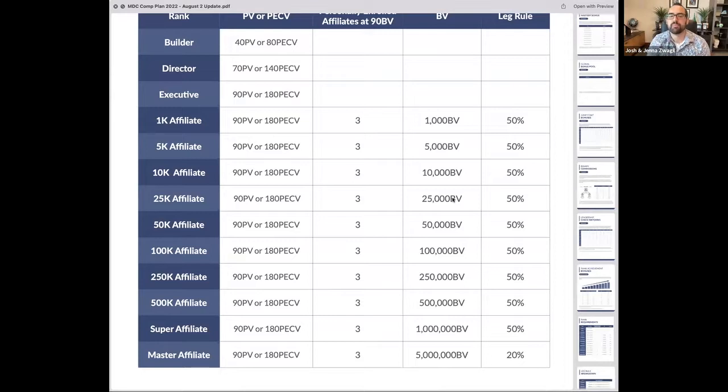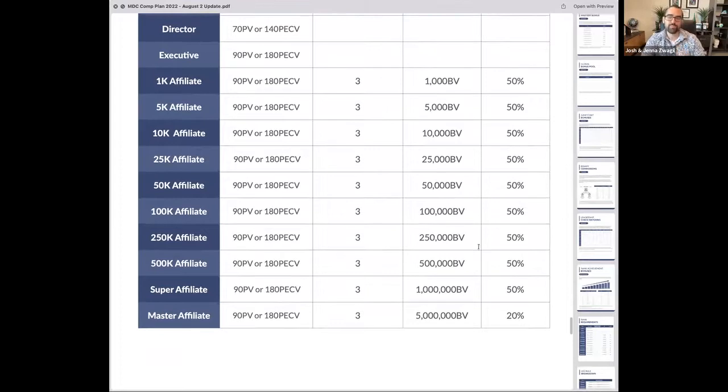And that's all the way through the top ranks in My Daily Choice, with the exception of Master Affiliate, which is a 20% leg rule. So you really need 5 legs in order to hit Master Affiliate. All the other ranks, you can hit with 2 legs. You could have 2 big legs, and those are 2 people you've personally enrolled. Those are your big legs. You can rank up in My Daily Choice. Or Master, 20%. You would really need 5 legs for Master.